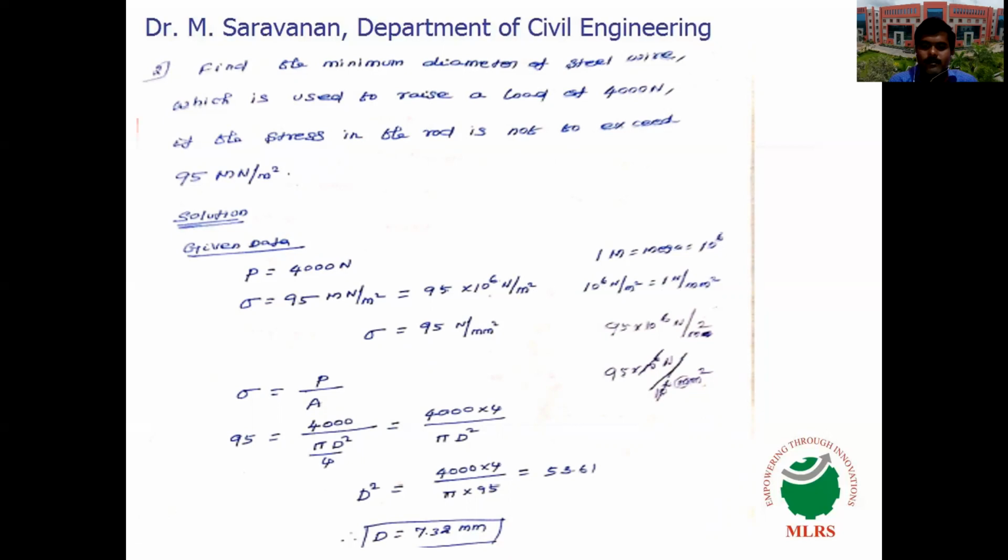If you want to convert Newton per meter square to Newton per mm square, 95 into 10 power 6 divided by, if you introduce mm square, you can put 10 power 6 mm square. So 10 power 6 and 10 power 6 cancel, and you will get 95 Newton per mm square. And stress sigma is equal to load divided by area. The stress value and load value you know, and the area is nothing but pi d square by 4. The unknown asked is the diameter, so you are able to find it using this relation.